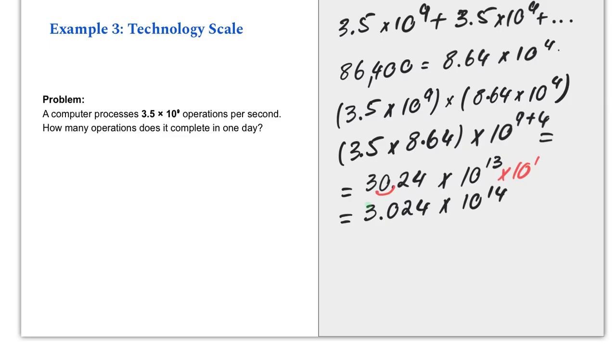Final answer is 3.024 times 10 to the 14th power. That's 302 trillion operations every single day. In regular form, that's a 3 followed by 14 zeros, just like this.